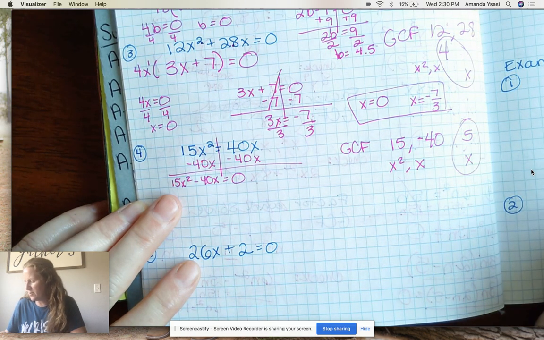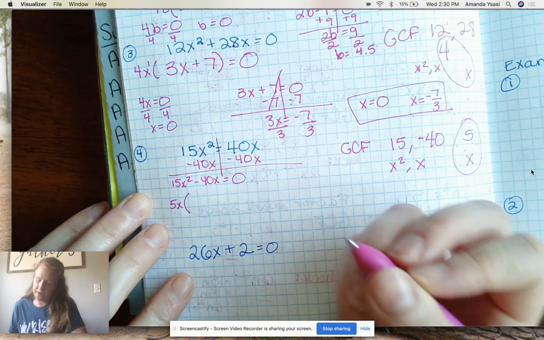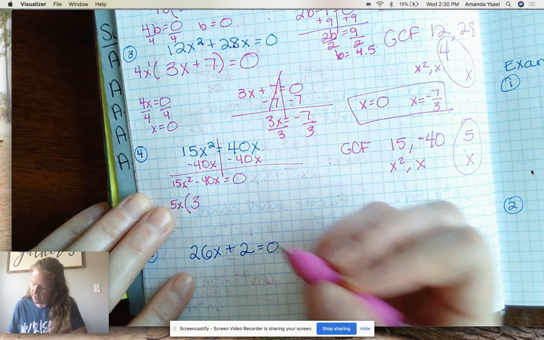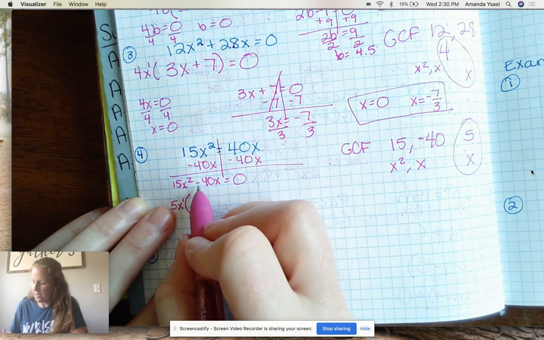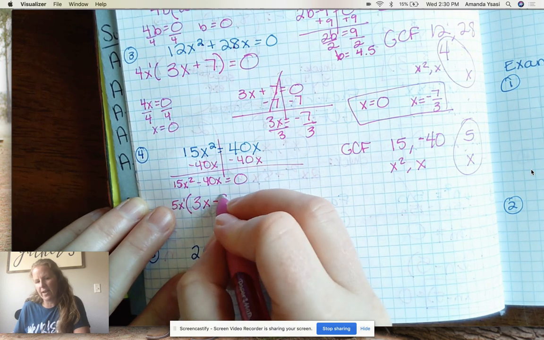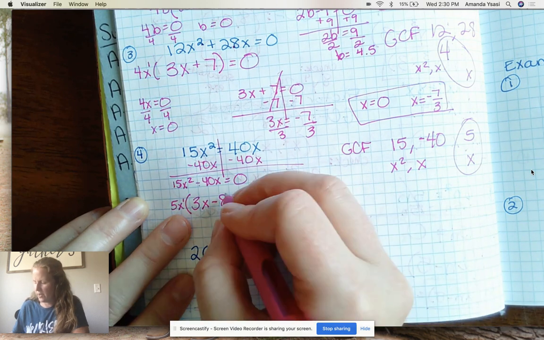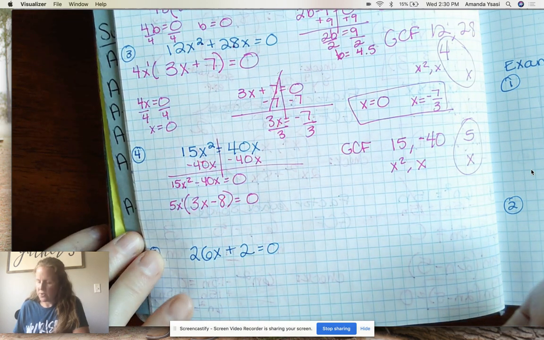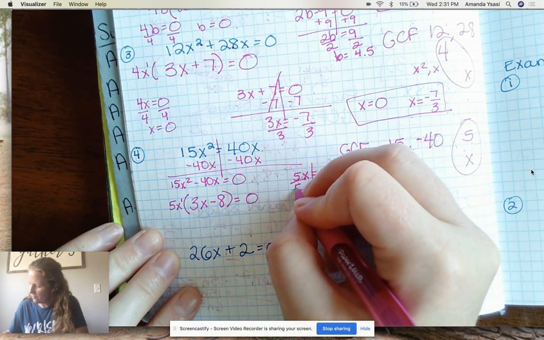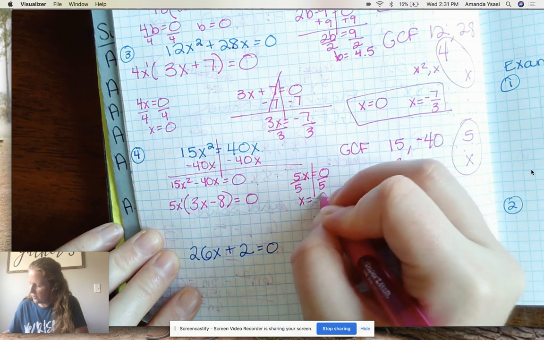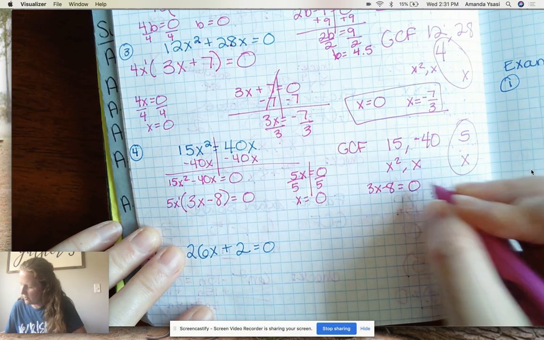So we always pick our smallest. So this would be 5x on the outside. And then we are going to divide 15 by 5 is 3. And then x, so 2 minus 1 is just x. Negative 40 divided by 5 is a negative 8. And then x to the 1 and x to the 1 will take us out of the x's, so we won't have that. Equals 0. So now we solve each one, so 5x equals 0. X equals 0. And then 3x minus 8 equals 0.